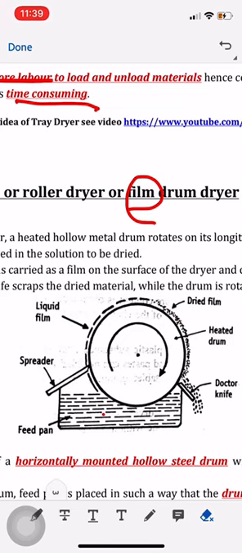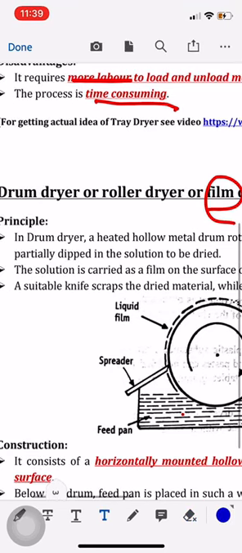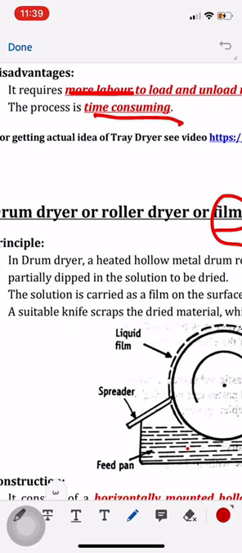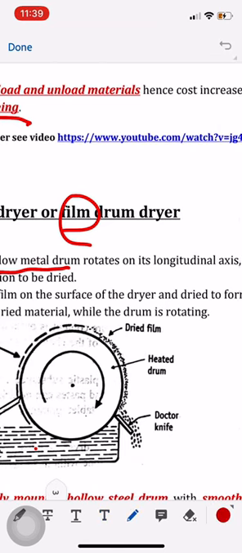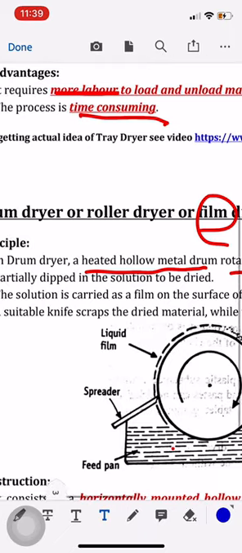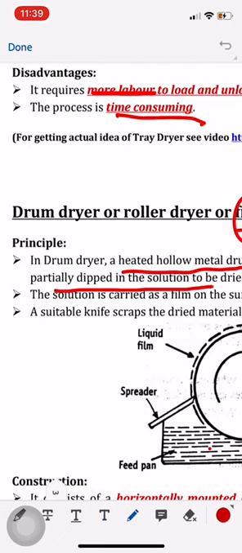Okay, so this is drum dryer. Let's look at the principle. In drum dryer, a heated hollow metal drum rotates on its longitudinal axis, which is partially dipped into the solution to be dried. I told you, partially dipped.